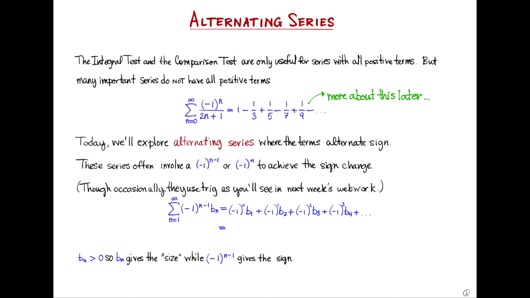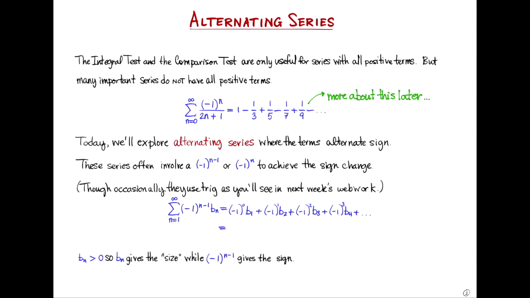Depending on whether we want the odd terms to be positive or the even terms to be positive, we'll have (-1) raised to either the n minus 1 or the nth power. Occasionally, since sine and cosine alternate every pi or pi over 2 interval, we could also use trig.